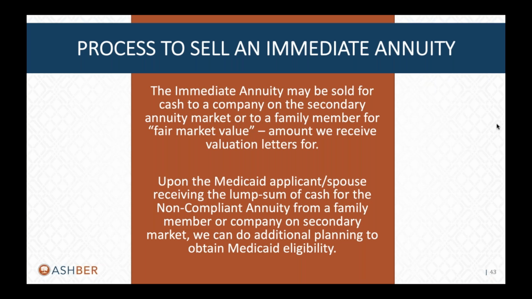Once we receive the letters from companies like J.G. Wentworth or other companies on the secondary annuity market, that is going to determine what the fair market value would be for the immediate annuity. And at that point, the Medicaid applicant would sell that contract either to the company or to a family member for cash, and then we can do additional planning in order for that client to obtain Medicaid eligibility once they have a lump sum of cash from selling the immediate annuity policy.